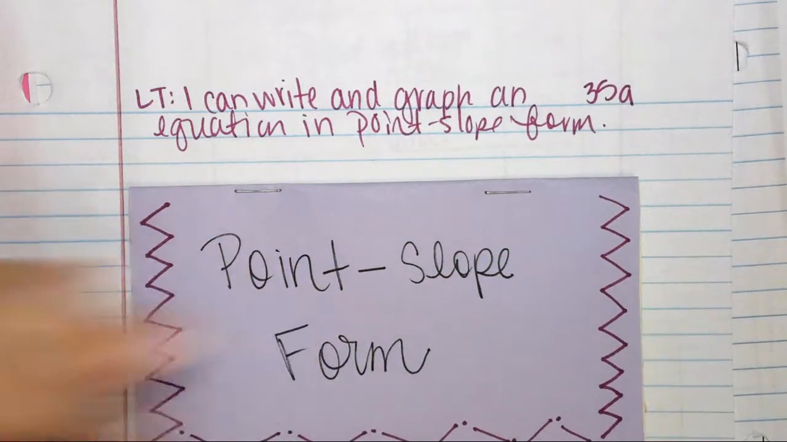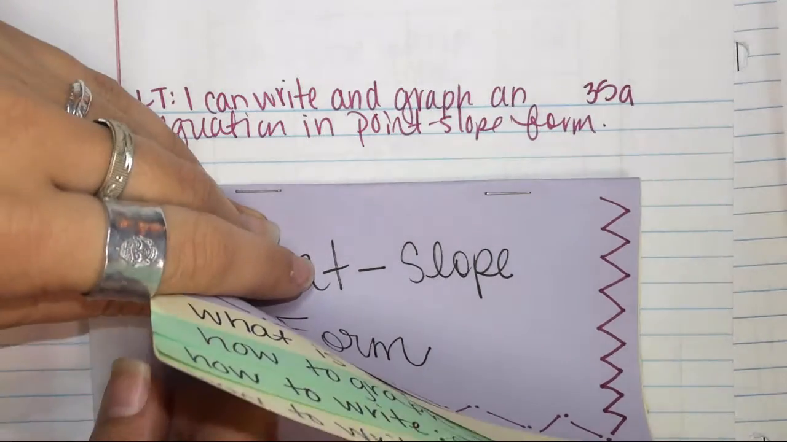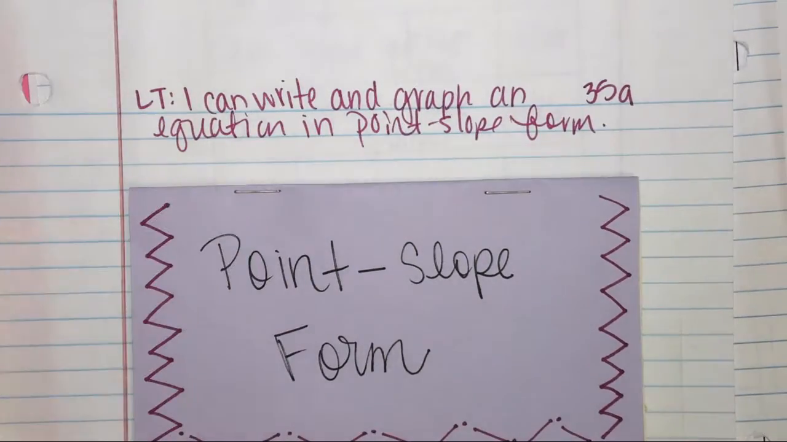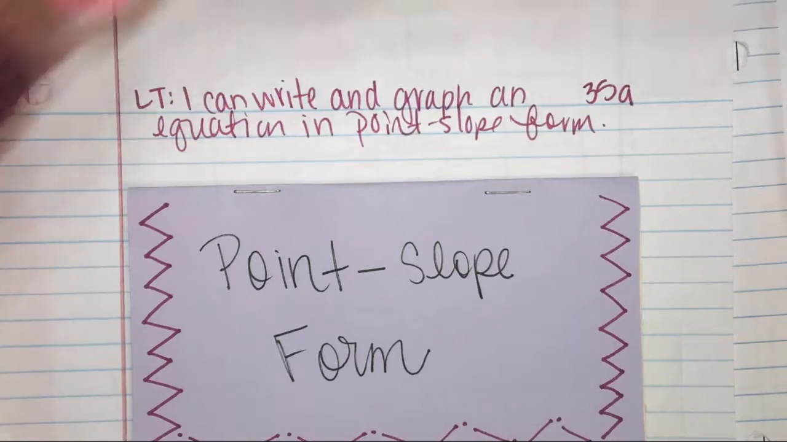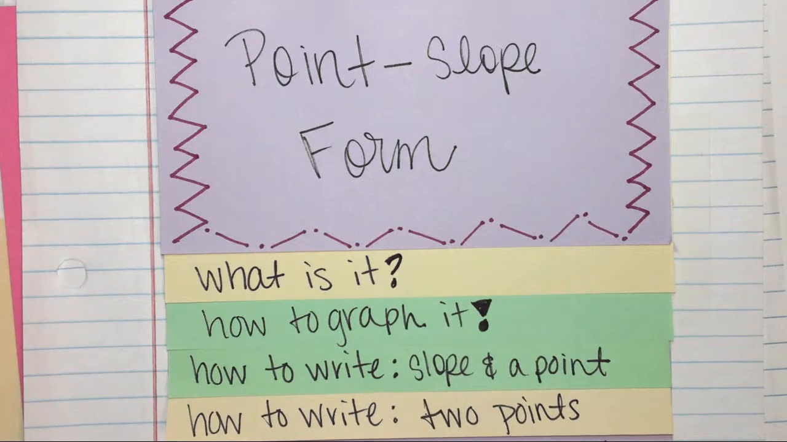Today we're going to learn about a second form called point-slope form. And that's what you use when I give you a point and a slope. It's crazy. The first tab that we're going to talk about is, what is point-slope form? Are we ready?